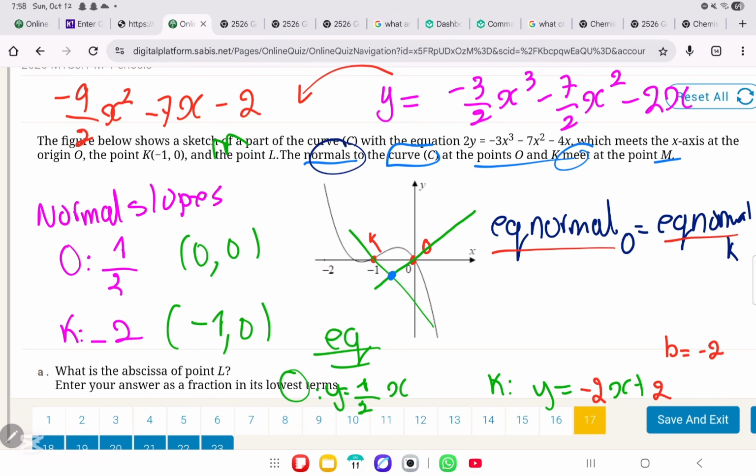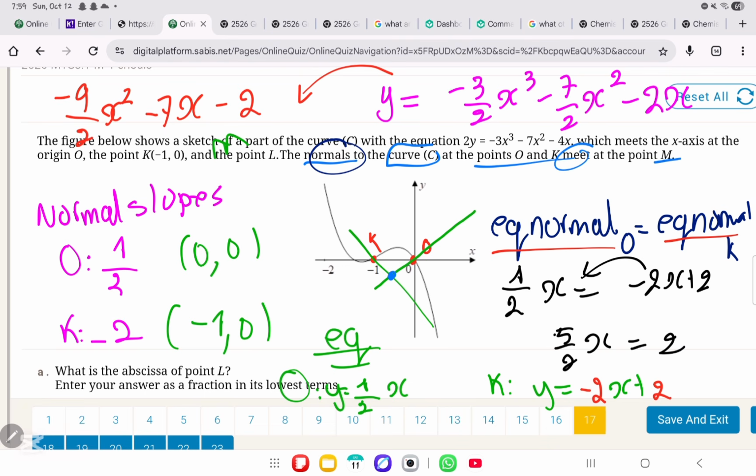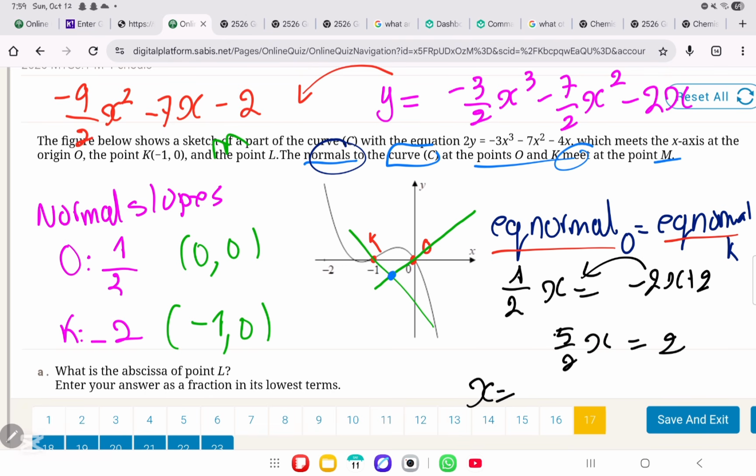Now, what did we say? We said because they meet, okay? That means the equation of O is equal to the equation of k. So that means half of x is equal to minus 2x plus 2. Move this to the other side, you will get 5 over 2x is equal to 2. Okay, let me just erase these so we have more space to solve. And that way, you will get that x after solving is minus 0. Oh, by the way, sorry, my bad. It's minus 2. So it's going to be minus 0.8.